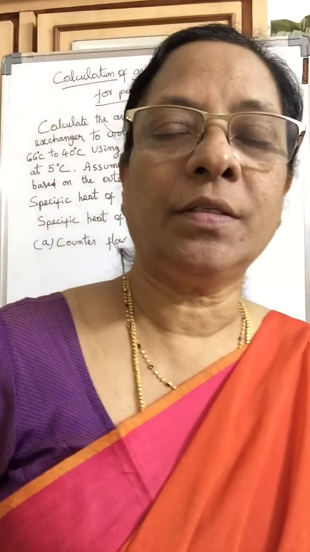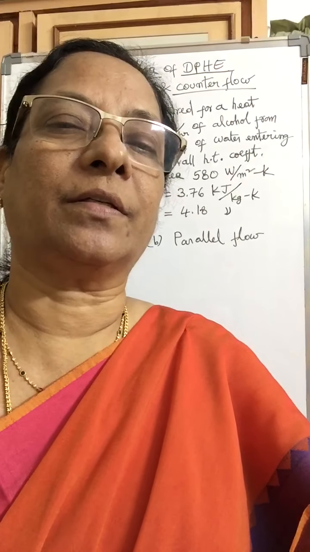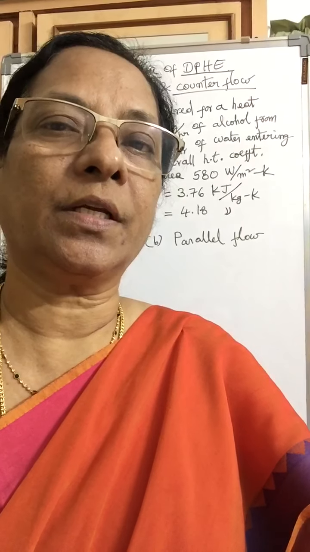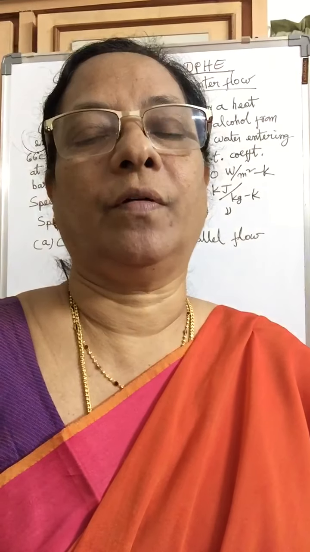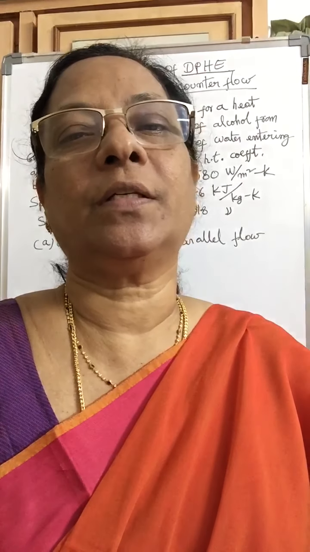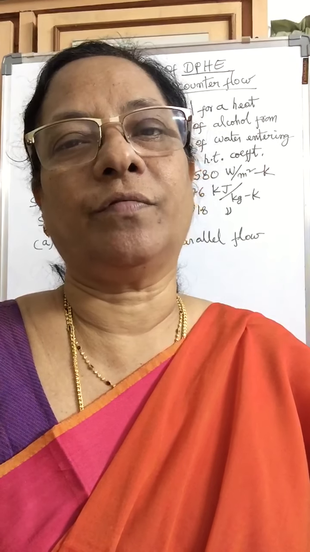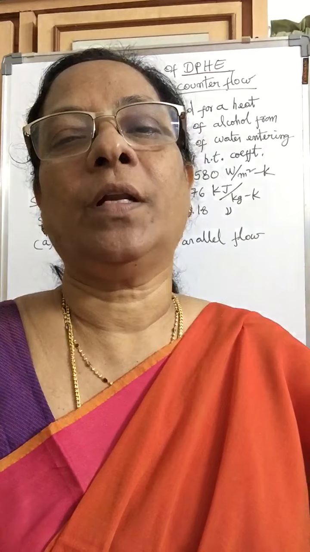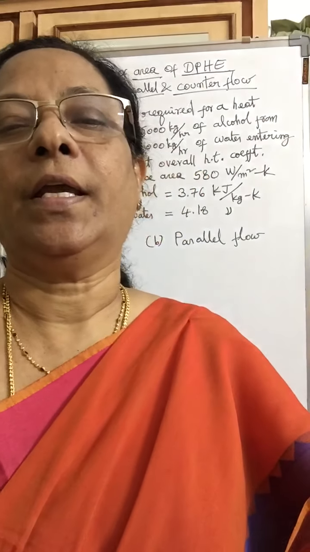Good morning students. Today we will work out a problem on how to calculate the area of the heat exchanger required in the case of a double pipe heat exchanger, in case of parallel flow, and also in case of counter flow. Earlier in previous lectures we have discussed how to calculate the overall heat transfer coefficient when area was given. Now in this problem, overall heat transfer coefficient is given and we are going to calculate the area required.